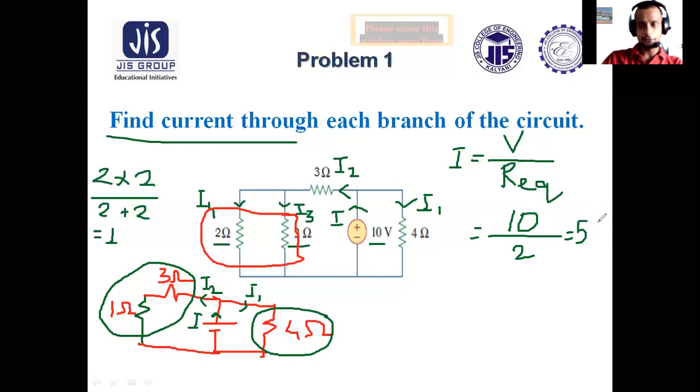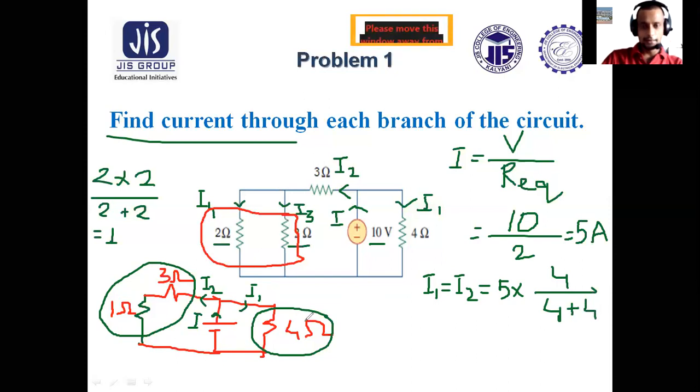Which implies a 5 ampere of total current will be drawn from the battery. So whenever I is known to us, now I1 will be equal to I2, equals 5 multiplied by 4 by 4 plus 4. Why is this so? Because this is 1 4 ohm and this combination is 4 ohm.